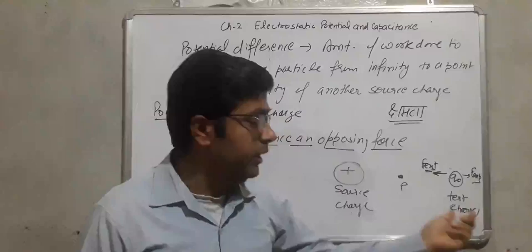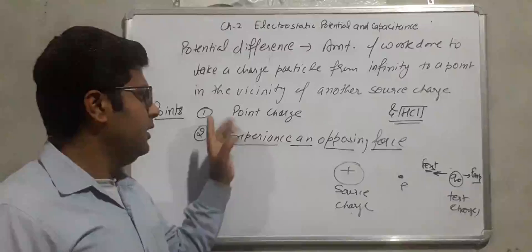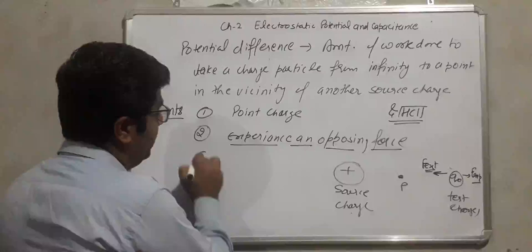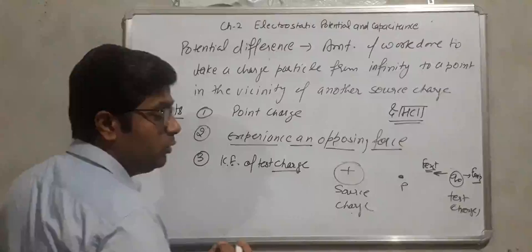So we are going to start firstly with point charge, then we can go with any charge. Okay, so first condition, you can say first situation, first point is that we are going to take point charge. Second, there is an opposing force, and third thing is kinetic energy of test charge, or whatever be the charge we are going to take from infinity to a point. Okay, kinetic energy of test charge is equal to zero.